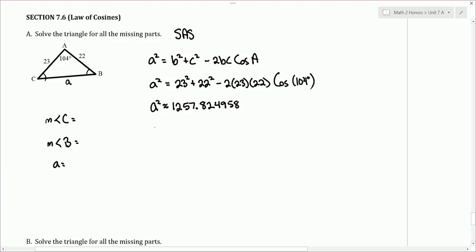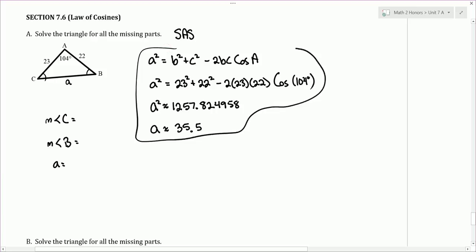And then take the square root of both sides. So a is going to be approximately the square root of that. And now I'm going to round to the nearest tenth, and I get 35.5, roughly. Now once you find this first missing piece, you could go back to the law of sines and solve for one of the angles, or you can still use the law of cosines.